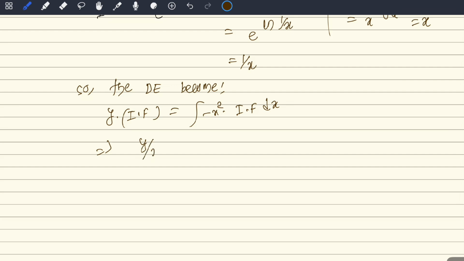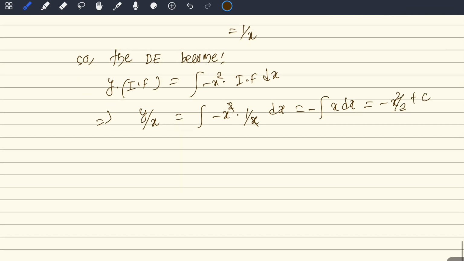This implies y by x is equal to integration of minus x square, which we already have, into 1 by x dx. So here the x gets cancelled, and the minus comes outside, integration of x dx. What is the value of integration of x dx? This becomes minus x square by 2 plus integrating constant c. So this implies y is equal to, multiplying by x, minus x cube by 2 plus cx.